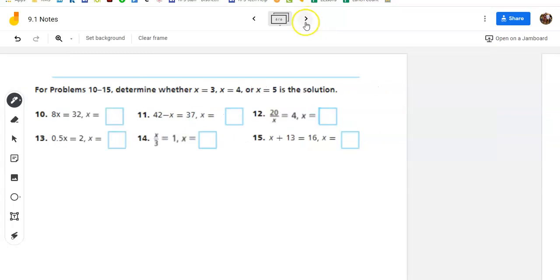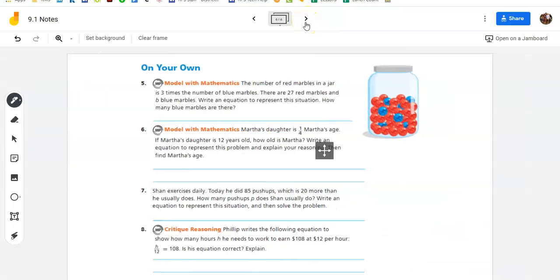Let's check your on your own questions. On your own on page 276. We'll do a couple of them and then the video will be over. Number 5 says the number of red marbles in a jar is 3 times the number of blue marbles. So 3 times means we're going to be multiplying, and the number we're going to use is 3. There are 27 red marbles and B blue marbles. Write an equation to represent the situation. So 3B equals 27. And that is it for number 5.